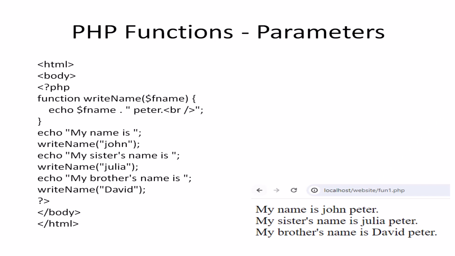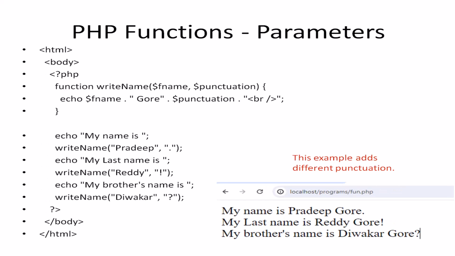Next one, a function with the parameters. Here it is going to print the first name, the punctuation, and follow with the last name. Like that you can use a syntax called write name, so that you can print all the message, and you can specify the punctuation. Here the punctuation is the dot, at the end of the message. So now it is going to add the first name Gore, last name Reddy, and brother name, and it is going to show the message.